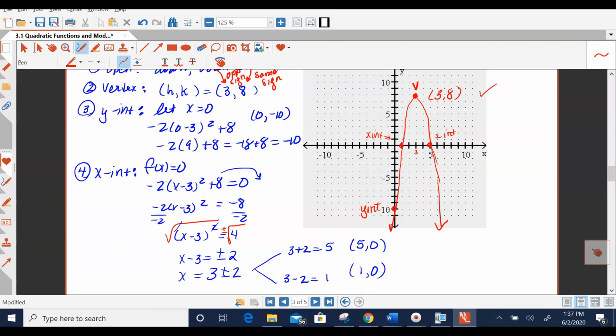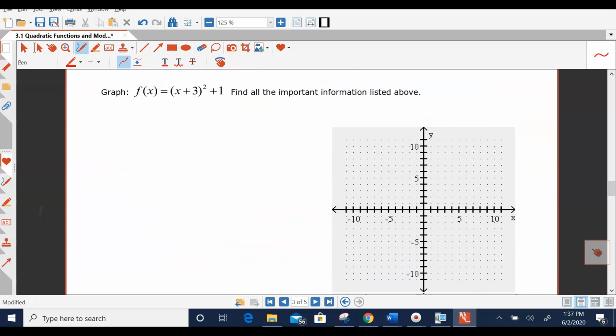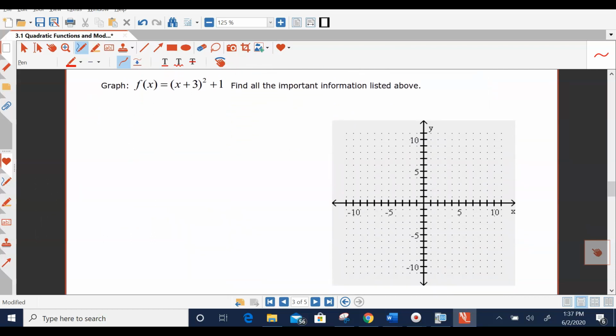All right, let's look at this next one. Let's start off. How does this guy open? Remember, it's based on the coefficient in front. Since it's basically an understood positive 1, it's going to open up, which indicates that my vertex is a minimum.